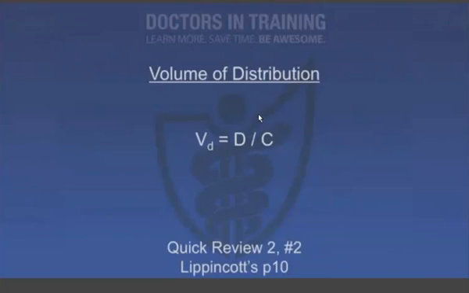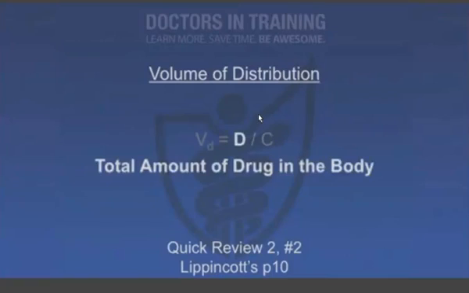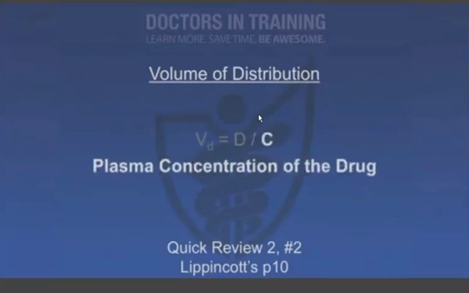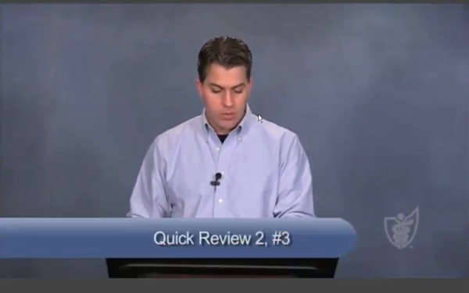Number two, what is the equation for volume of distribution? The volume of distribution is equal to D over C, was the equation we saw. So D was the total amount of drug in the body, and C is the plasma concentration of the drug. And just to clarify, the plasma concentration of the drug may be the plasma concentration that you actually have right now, or if you're using the equation in a different manner, it could be the target plasma concentration, the concentration that you want to get to.